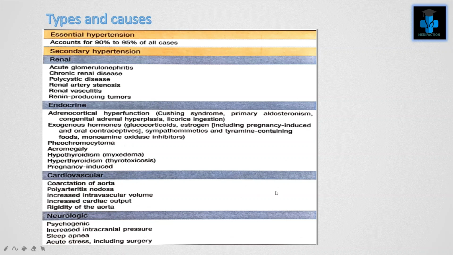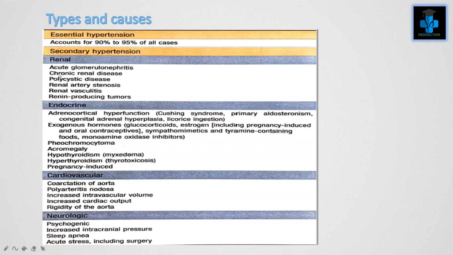Now let's see the types and causes of hypertension. I have already mentioned that there are two types, that is essential hypertension and secondary hypertension. This idiopathic condition is called essential hypertension, that is 90 to 95% of all cases. When it comes to secondary hypertension, we have some subtopics like renal, endocrine, cardiovascular, and neurologic.